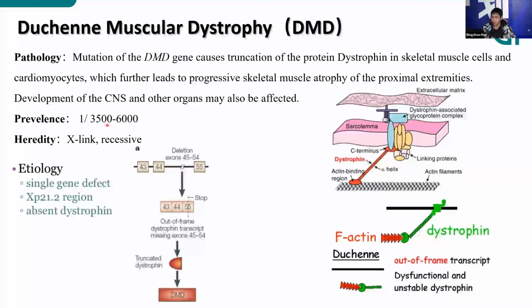And also this disease has a very high prevalence in the world population, like 1 in 3,500 to 6,000 people. And the heredity of this disease, this DMD gene, is X-linked recessive.